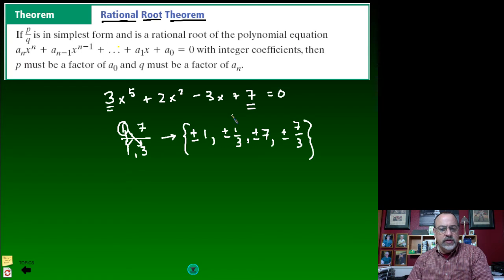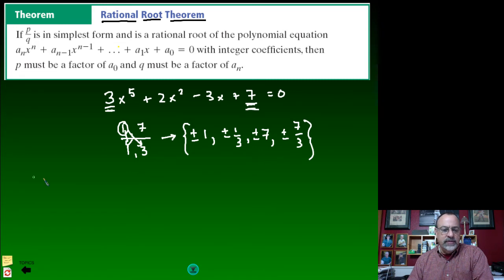Okay, so that's what the rational root theorem does. What the rational root theorem allows me to do is to make a list of the potential or the possible rational roots of any polynomial. And the way that I come up with the list is I take the factors of the constant, this last value, over the factors of the leading coefficient. All right, and this would be my possible list.